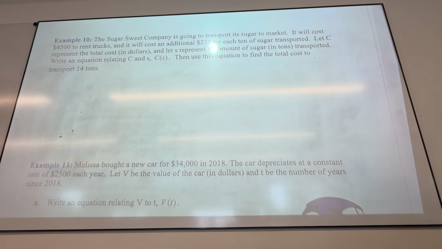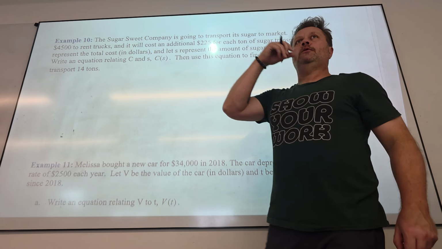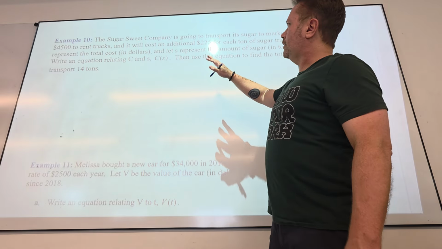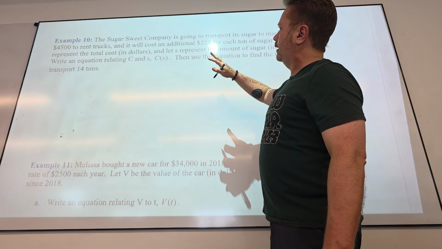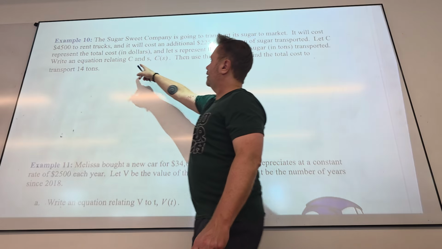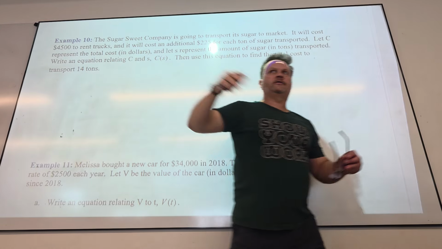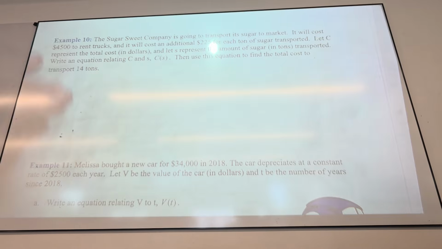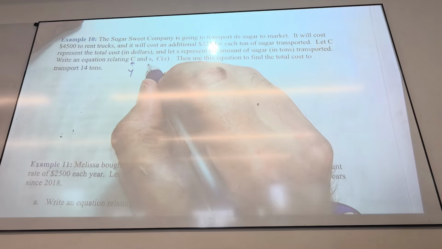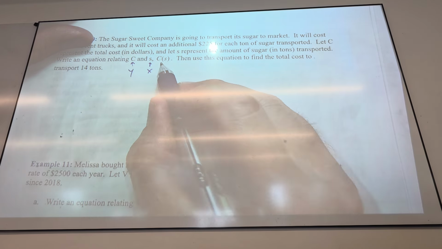So they gave us the letters they want to use instead of y and x. So if I'm you and I'm getting used to this whole thing, I want to do what we just did. Which letter is kind of acting like y? Can you guys tell? Cost. Yes, cost is acting like y because they're telling me S is the input. So cost is acting like y, and the amount of sugar is acting like x. So this would be like C of x.